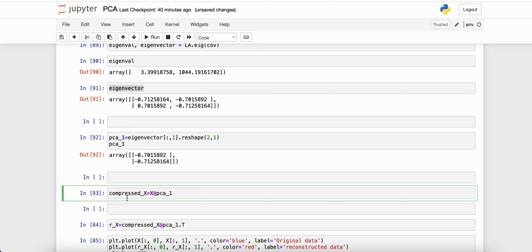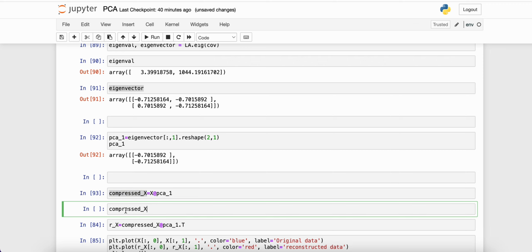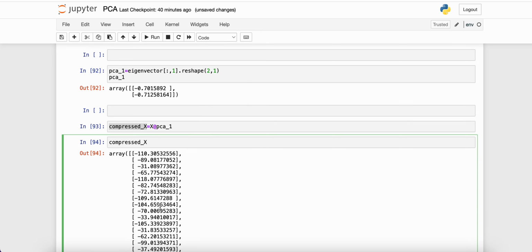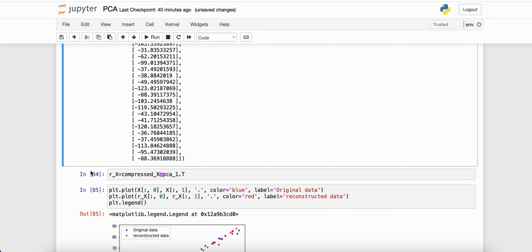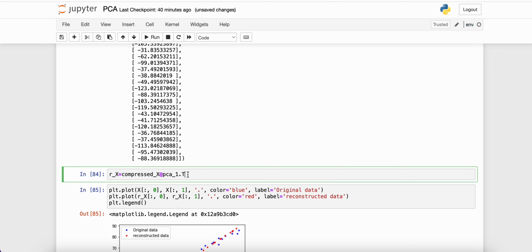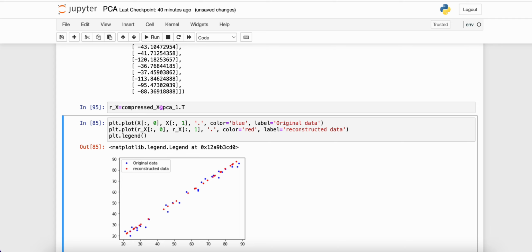Let's imagine that you have sent this compressed data to your friend, which would be much easier because this compressed data has reduced dimensionality, right? Because as you can see, here each data point is represented by a single feature. Your friend at the other end may want to reconstruct the original data from the compressed data, and he can do it by multiplying the compressed data with the transpose of the first principal component that we obtained earlier. This will roughly give you an approximation of the original data.